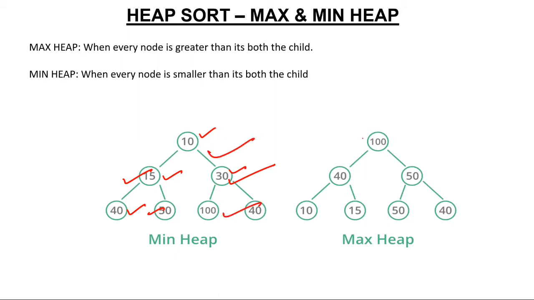Now max heap is just opposite to min heap. If you consider any node, it should be greater than both its children. Is this node greater than both children? Yes. And this one? Yes. And this one? Yes. So this is a max heap and that is a min heap. You have to keep this in mind, and in my previous video I have already explained how to create a max heap and min heap.